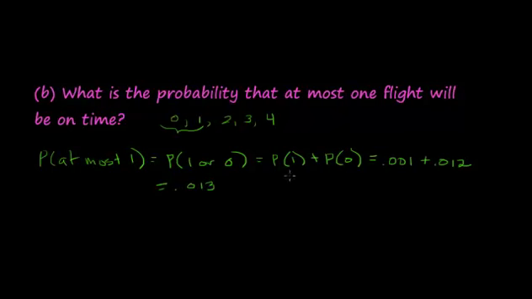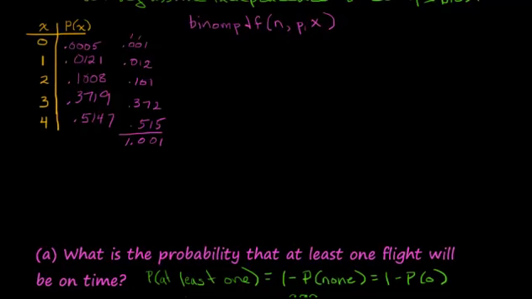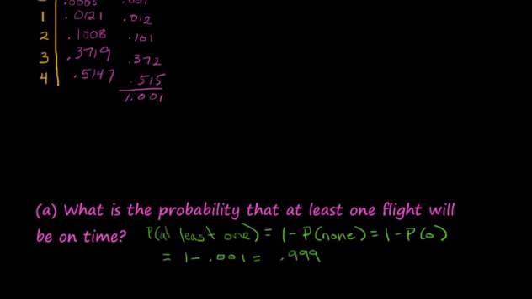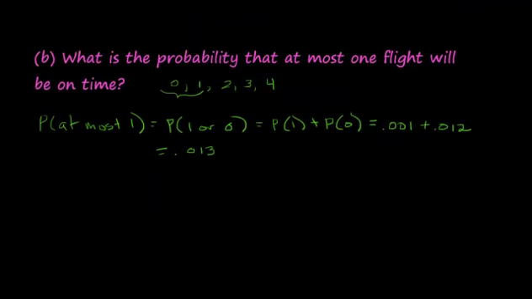0.013. Now, using the table, that's real easy to do. We just came up here and said if the most possible number is 1, then we're talking about these two right here. Add them together. Okay, we could also get that using the technology directly.